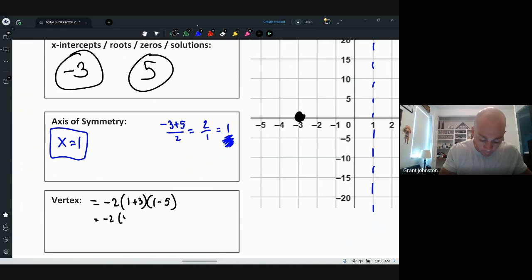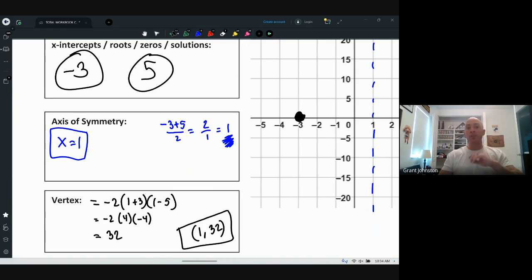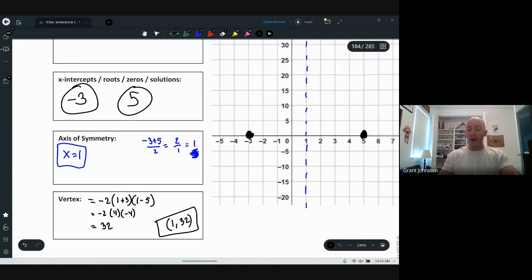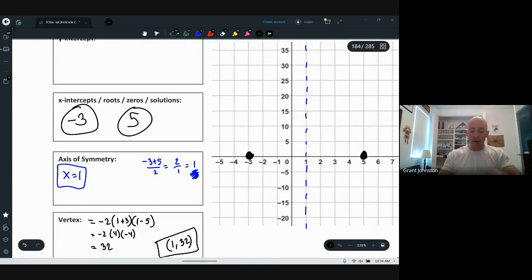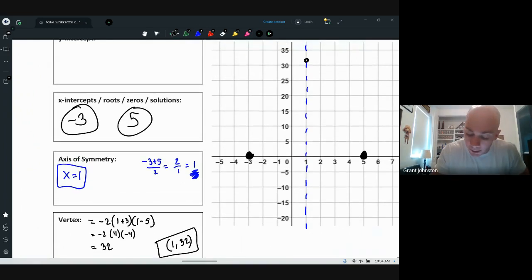1 plus 3 is 4. 1 minus 5 is -4. -2 times 4 times -4, that would be +32. So that means the vertex is at 1, 32. So I just substituted in the axis of symmetry to figure out where on the axis of symmetry that vertex is. So it'd be up here at 32.